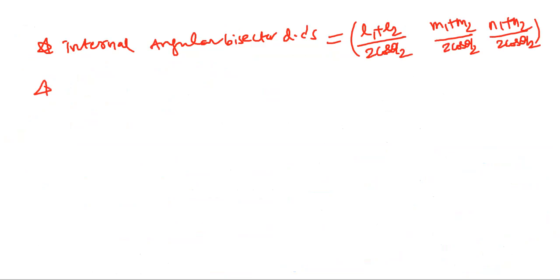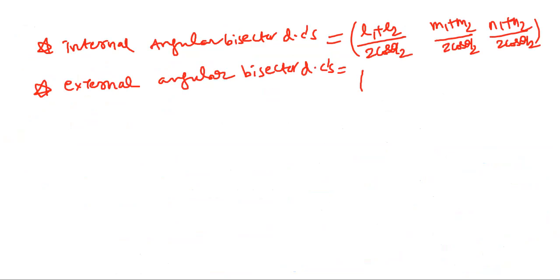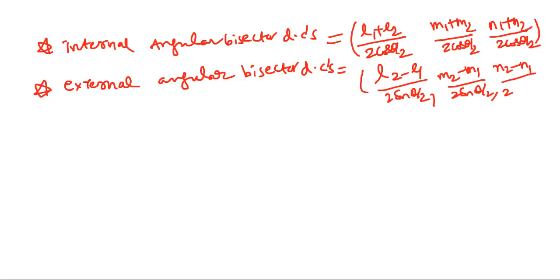Okay, so similarly, for the external angular bisector DC, this is a very important derivation, it can be asked directly. So that is L2 minus L1 by 2 sine theta by 2, M2 minus M1 by 2 sine theta by 2, N2 minus N1 by 2 sine theta by 2.